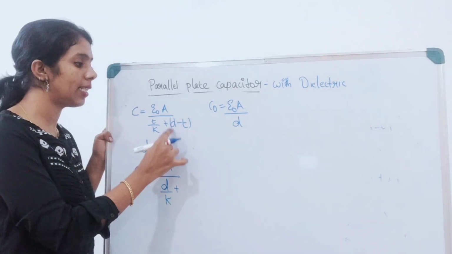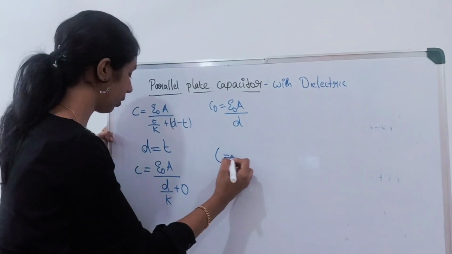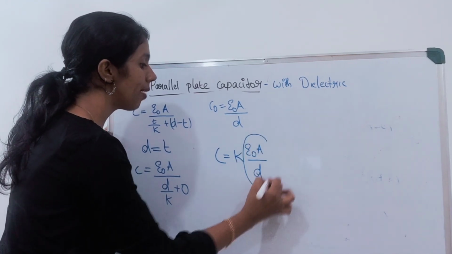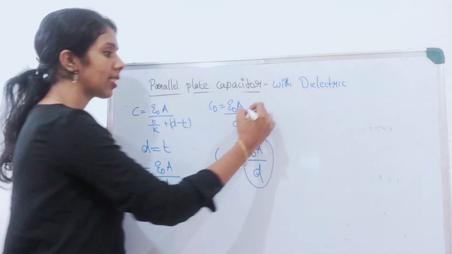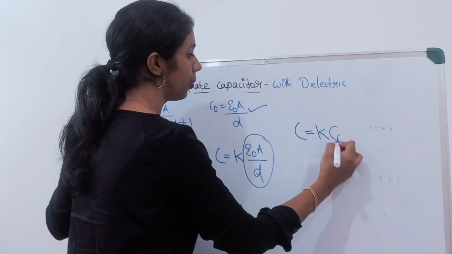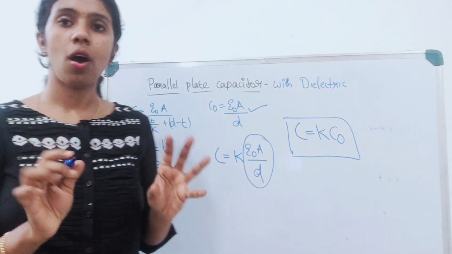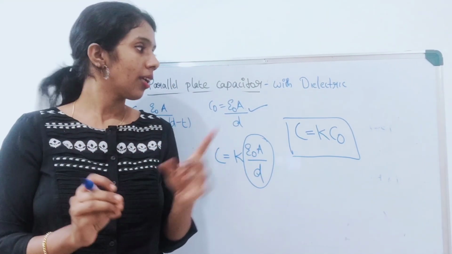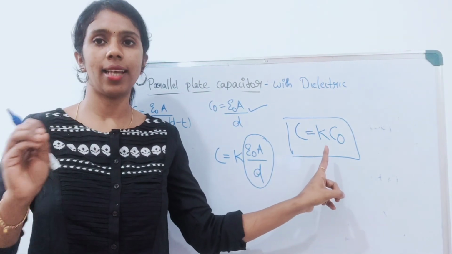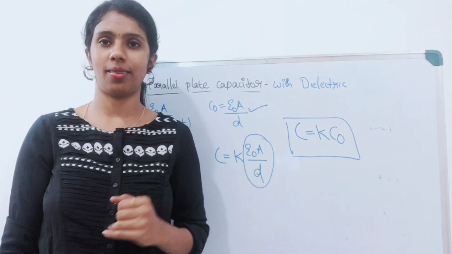So, what is D minus T? D minus D becomes 0. So here C is equal to K into epsilon 0 A divided by D. Now, what is epsilon 0 A divided by D? It is nothing but C0. So I can write C is equal to K into C0. So if you are inserting a dielectric of the same thickness as the separation of the plates, then the capacitance increases K times the capacitance without any dielectric. C is equal to K into C0, where K is the dielectric constant.